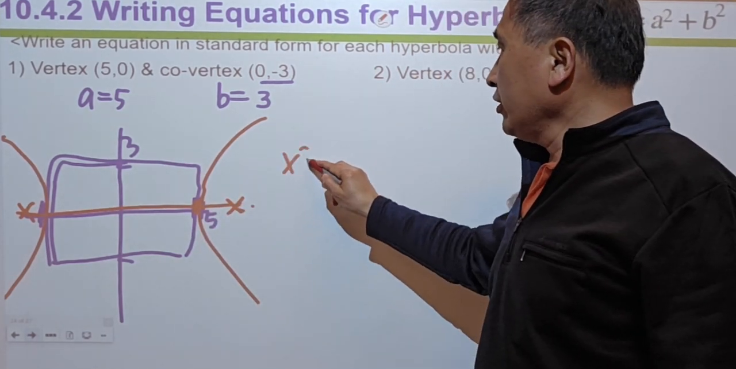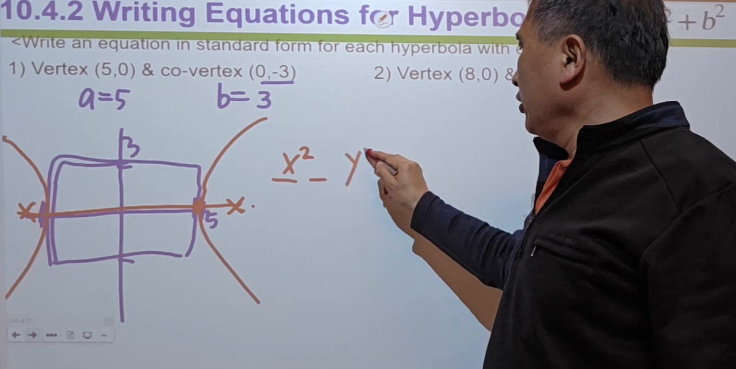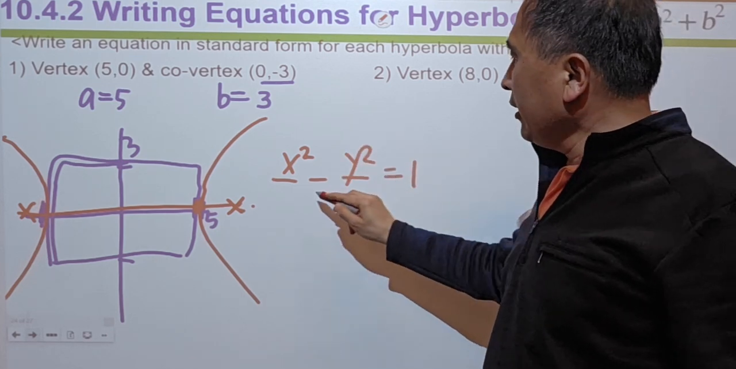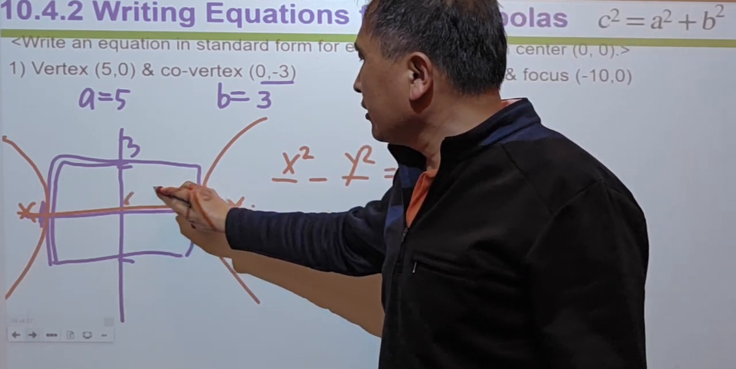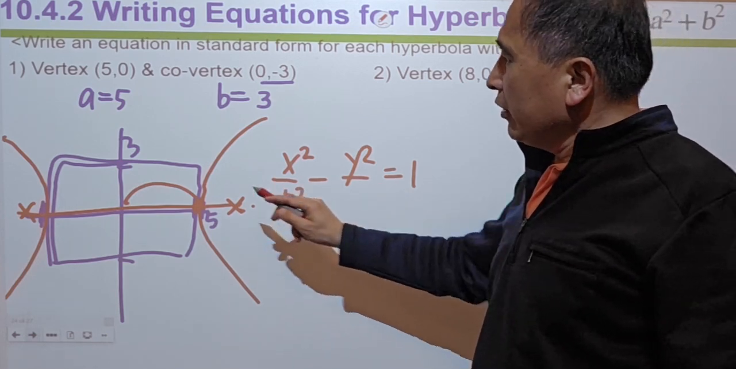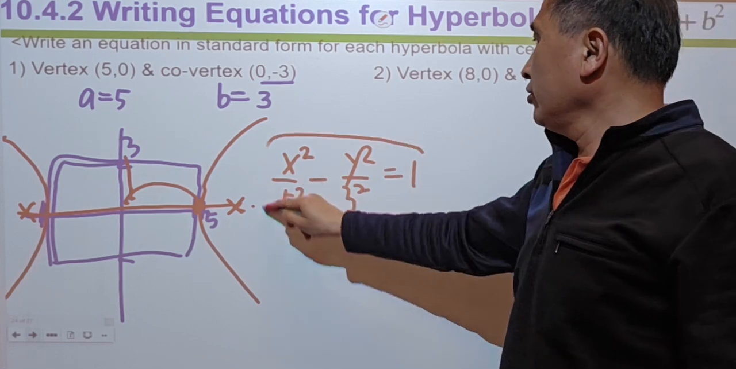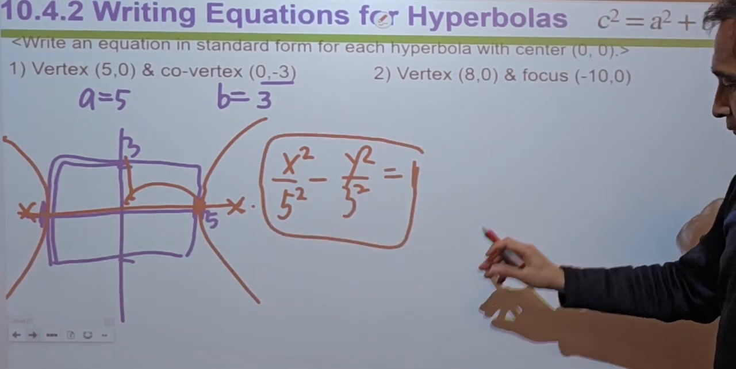So then x squared over, now what? Minus y squared over. And then this is a squared. A is the vertex, that's 5 squared. And then this is b, that's 3 squared right there. That's the equation.